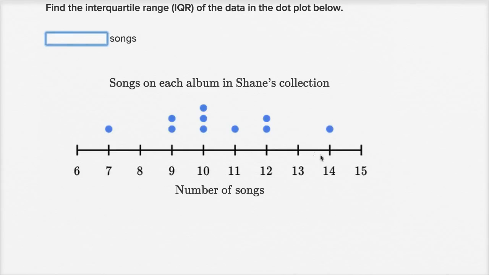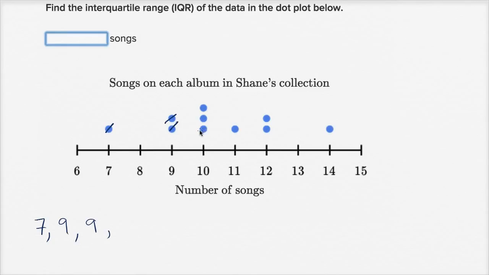So this is just representing the data in a different way, but we could write this again as an ordered list. So let's do that. We have one album with 7 songs, so we have a 7. We have 2 albums with 9 songs, so we have 2 9s.